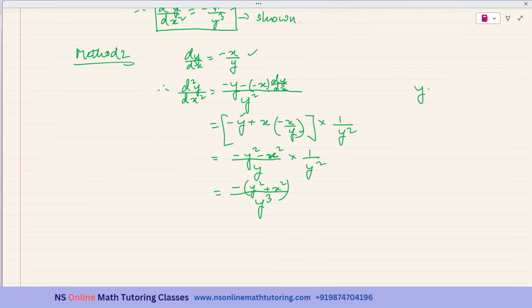But we know y is equal to square root of r square minus x square. So if we square both the sides, we get y square equal to r square minus x square. So y square plus x square should be equal to r square. So in place of y square plus x square, we can write r square. So this is minus r square over y cube. This is the expression for d2y by dx square.